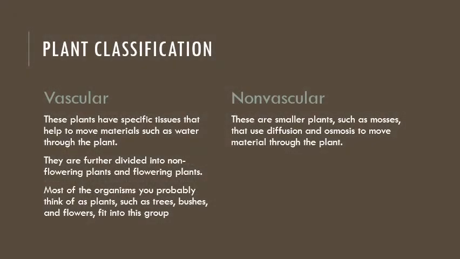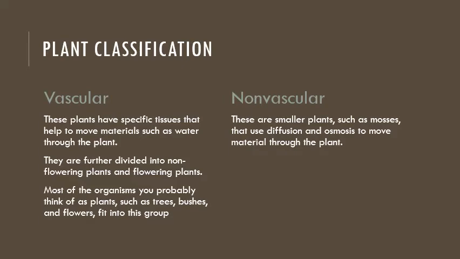So plant classification, there are two types of plant classification we're going to talk about, vascular and non-vascular. So if I say vascular, you guys may have an idea of what that is from anatomy last year. You have a vascular system. So if you look in your wrist, you're going to see blue lines in your wrist.